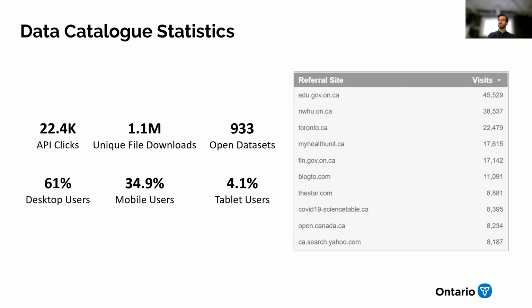So we have education on the top, we have the Northwestern Health Unit as a second referral site, we have Toronto.ca, and we even have the COVID-19 science table towards the bottom, as you can see. I'm actually surprised that Blog2Yo is so high. I had no idea that they actually link to us so much.